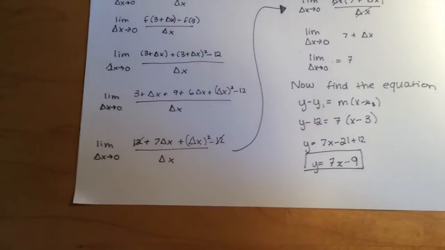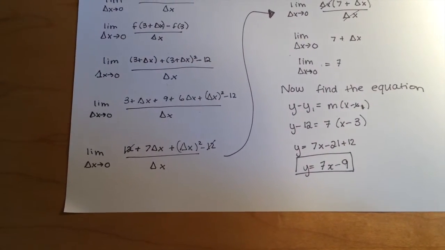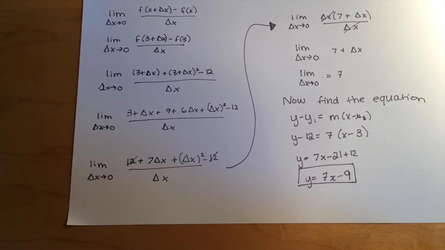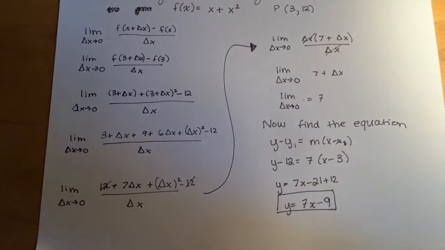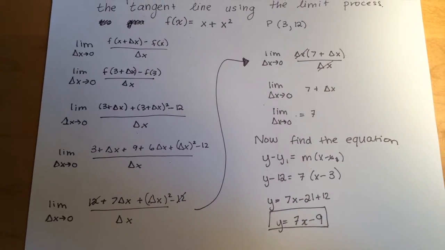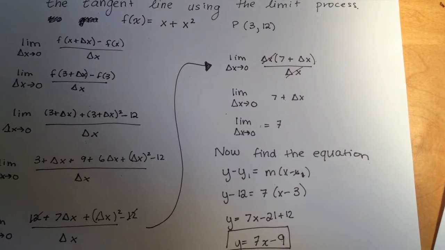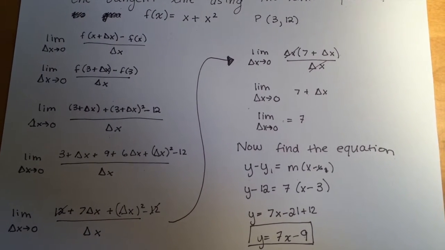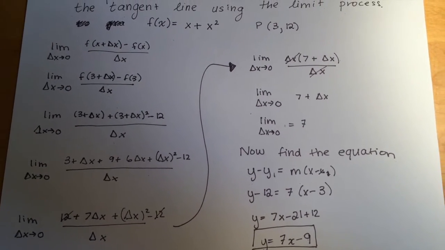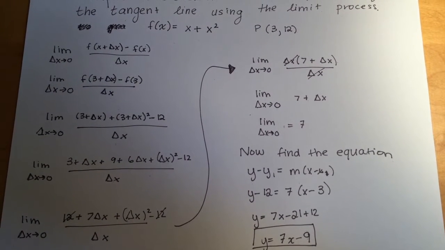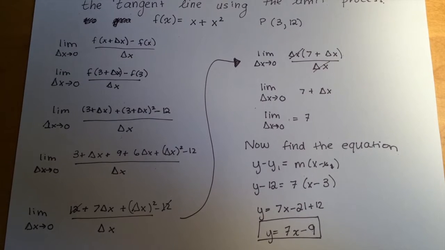Now if we reduce that a little bit, we'll get the limit as delta x goes to 0 is 12 plus 7 delta x plus delta x squared minus 12 over delta x. Now we can cancel the 12s, because 12 minus 12 is 0, and we can also factor out a delta x, and we'll get the limit as delta x goes to 0 is delta x times (7 plus delta x) over delta x.